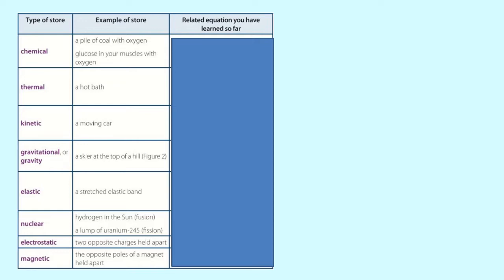Elastic, anything that can stretch will have elastic potential energy. Nuclear, so the two main sources we have are nuclear fission and fusion: uranium, and then fusion happening in the sun. Electrostatic whenever it has to do with charges, and magnetic whenever it has to do with the poles of a magnet. For some of them you have studied equations already, some of them no.